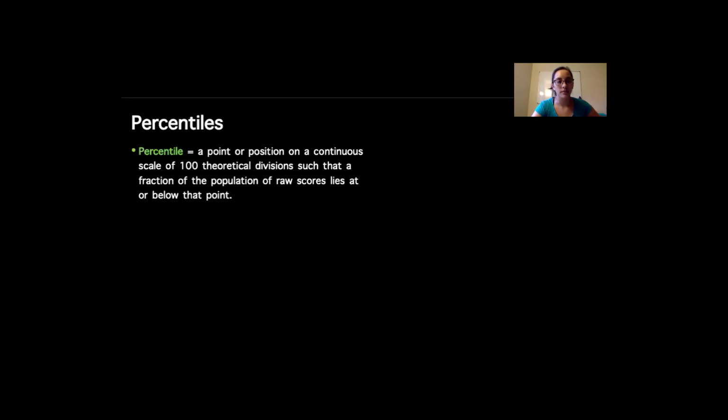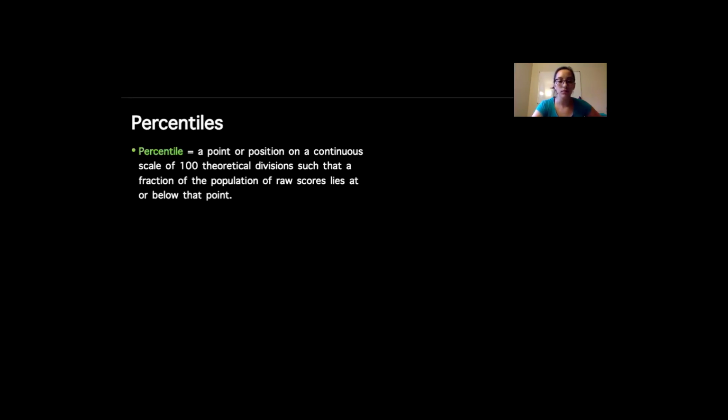If you haven't heard of percentiles, totally fine, because we're going to talk about them right now. But a percentile is basically some point or position on a continuous scale of 100. So you can have a 0th percentile all the way up to a 100th percentile, but we don't go past 100 and we don't go below 0. Basically what we say is if someone lies at a certain percentile, they represent a fraction of the population that exists at a particular raw score within the distribution or below that point.